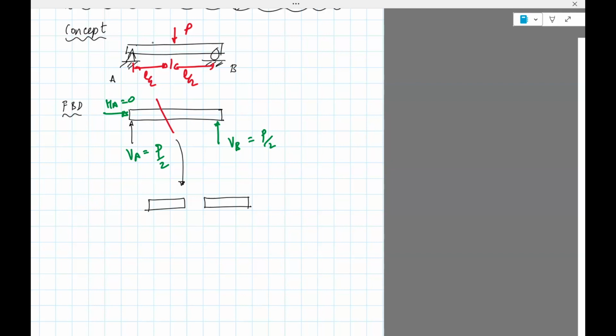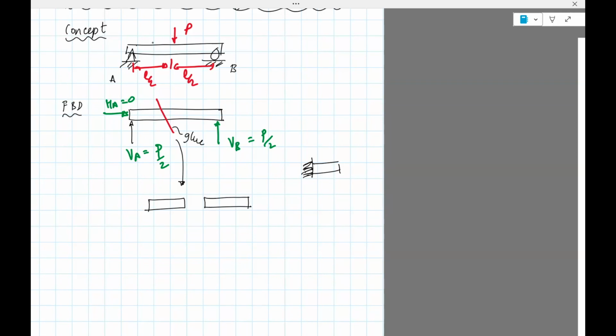Think of this as like glue, which is holding them together. Think of the way this setup is almost like a fixed support, right? It's glued to the wall. Similarly, it's glued to each other. And we can write similar forces as that of a fixed support.